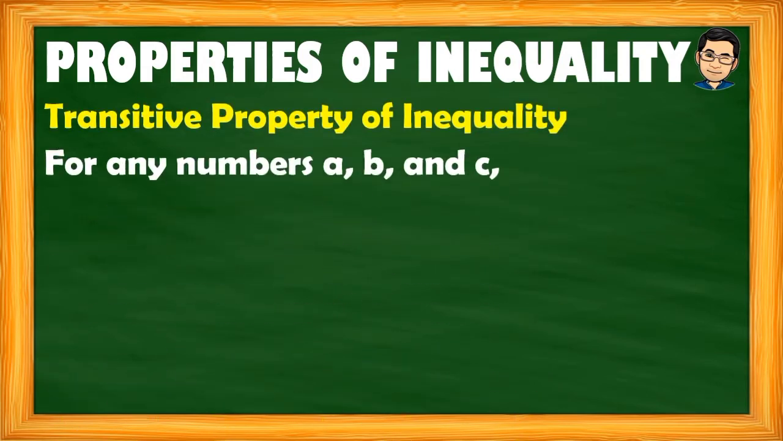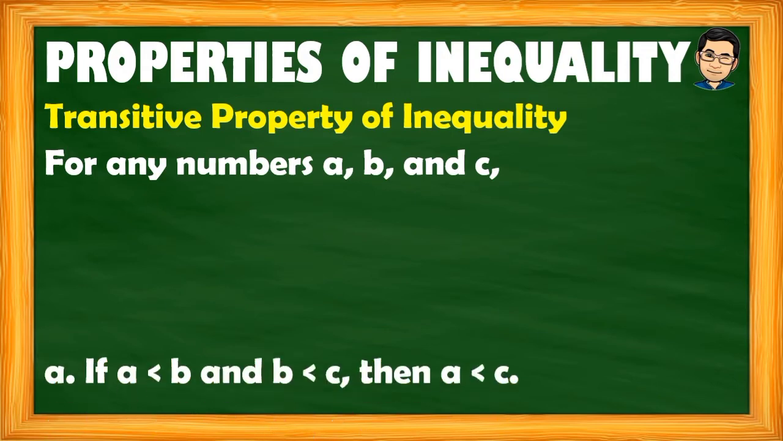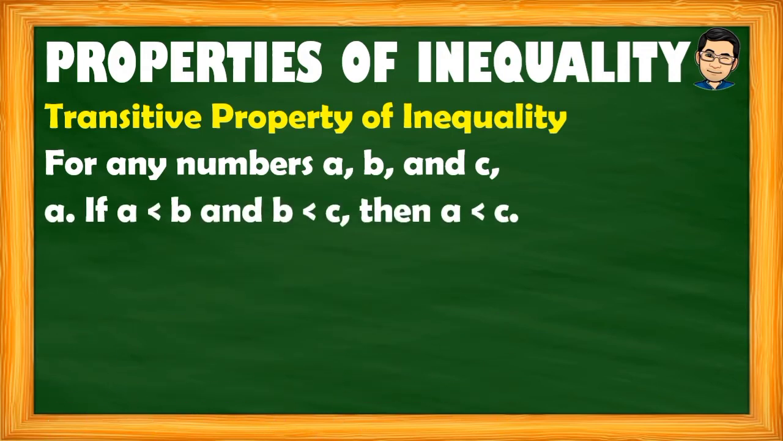So for any numbers a, b, and c, if a is less than b and b is less than c, then a is less than c. Okay, so papaliwanag natin yan. So let's have values of a, b, and c. So, yung value ng A natin is 1. Value ng B natin is 2. And then, value of C is 3.